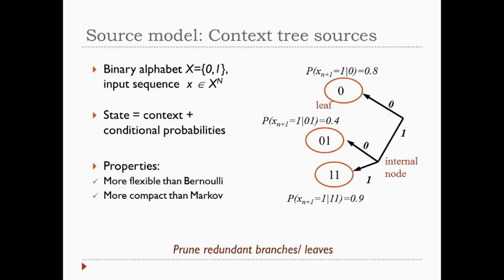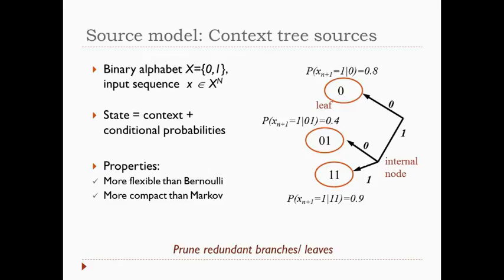To do so, we use a context tree source where the last several bits, which are called the context, allow us to select a state of the tree, and that state has a conditional probability for generating the next bit. As an example, if the last bit, the context, was a 0, then we begin at the root node, we follow the label 0, and we reach the state which is, again, labeled 0, and that state has a probability 0.8 for the next bit being equal to a 1.